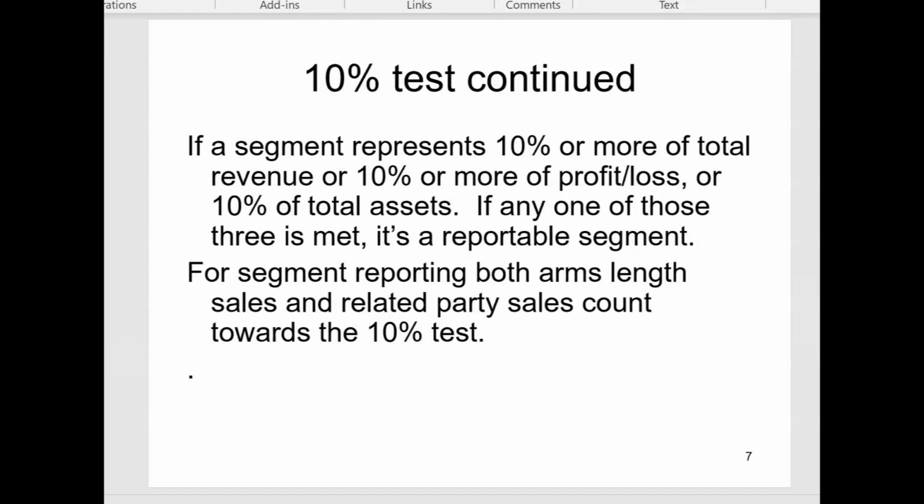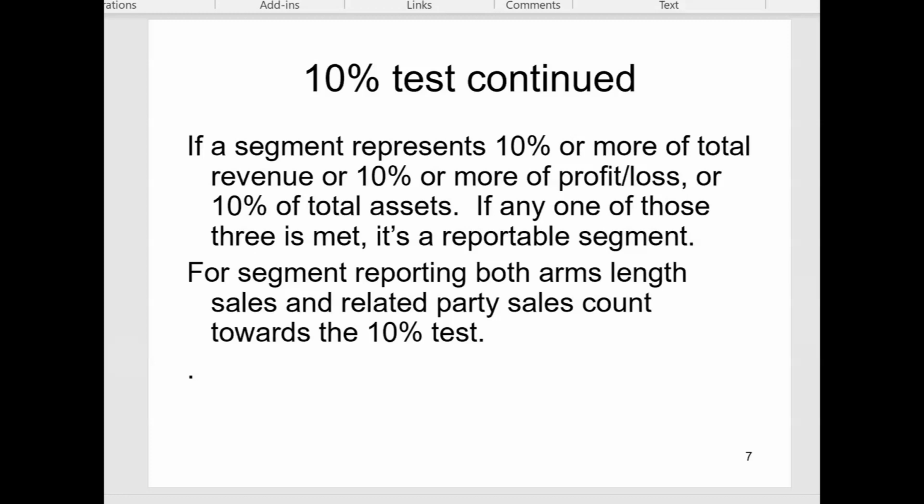So the revenue test, you count intercompany revenues in order to meet the 10% test. When we get to assets and other things, we'll talk about that. But the intercompany really only relates to the revenue test. So let's start with the revenue test, because we know that for the revenue test, both arm's length sales and related party sales count. So let's see how that works.